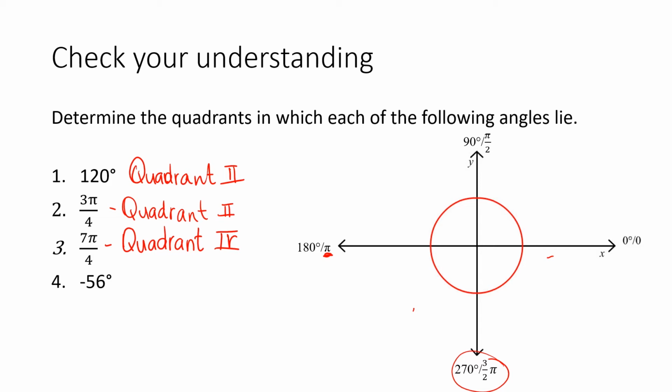And negative 56, a negative angle, is as a result of a clockwise rotation instead of an anti-clockwise rotation. So positive angles will be anti-clockwise rotations and negative angles will be clockwise rotations. So this means that this angle started from 0 and went this way, 56 degrees. So this would be in your fourth quadrant as well.